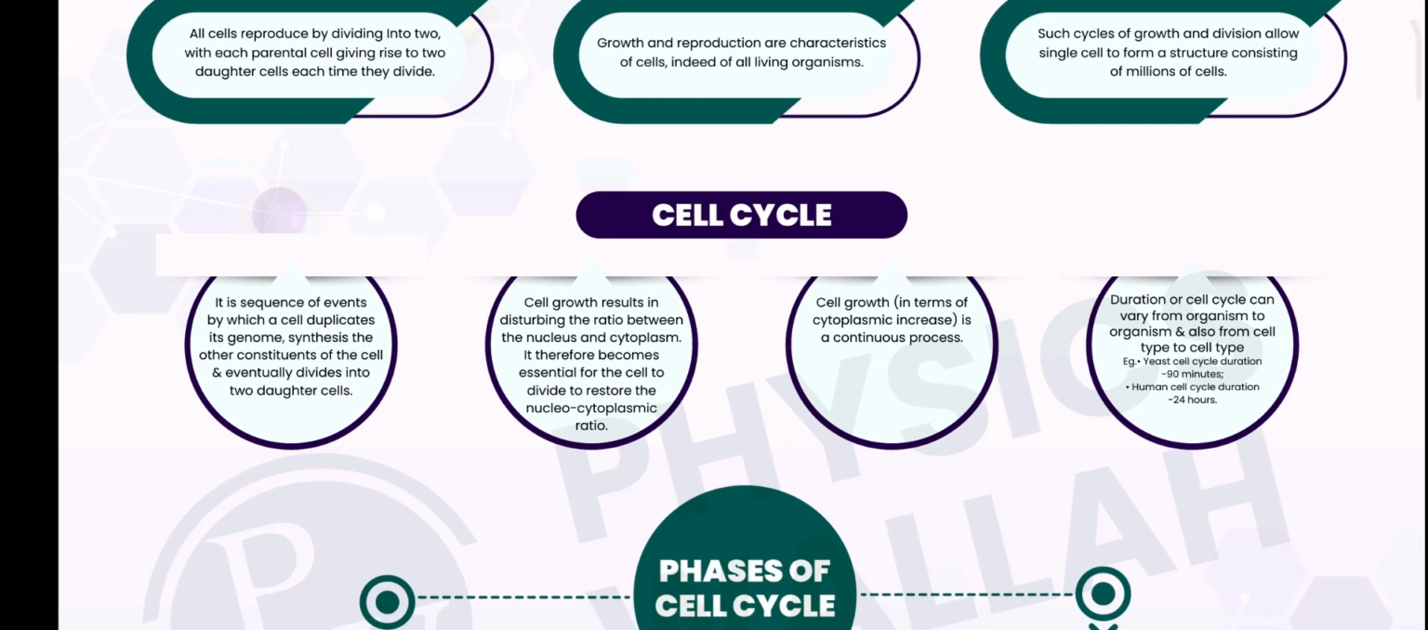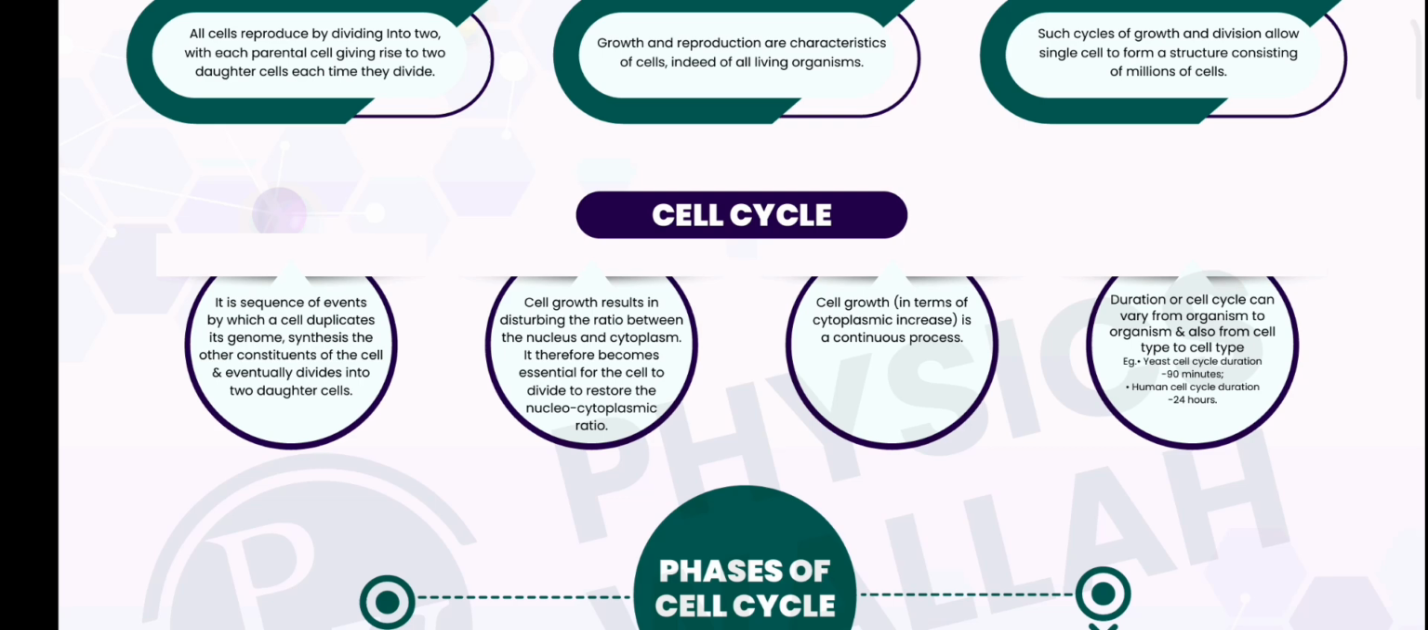It is the sequence of events by which a cell duplicates its genome, synthesizes the other constituents of the cell, and eventually divides into two daughter cells. Cell growth results in disturbing the ratio between the nucleus and cytoplasm, and therefore it becomes essential for the cell to divide to restore the nucleocytoplasmic ratio. Cell growth in terms of cytoplasmic increase is a continuous process.